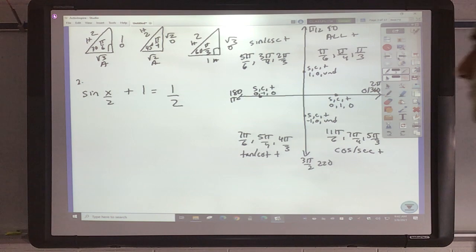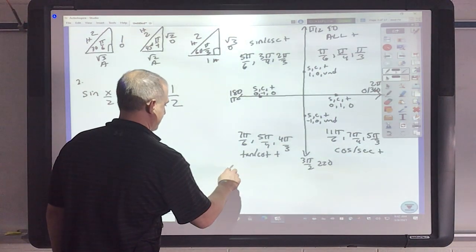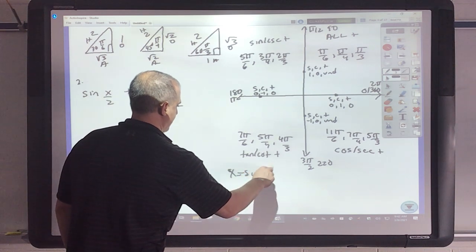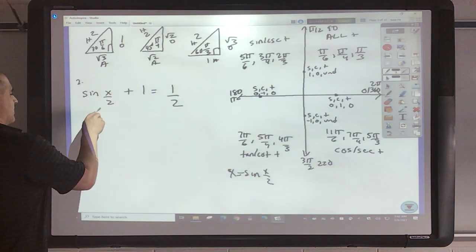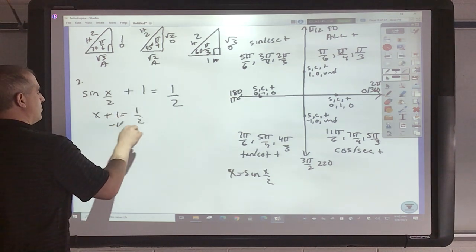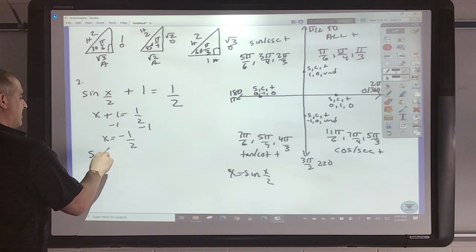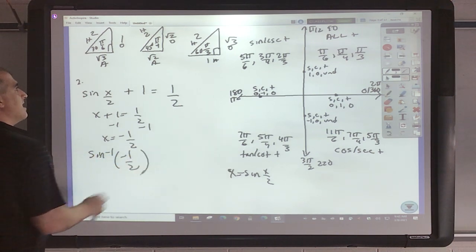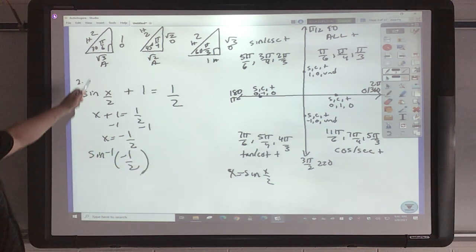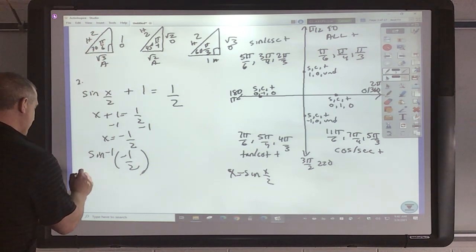All right, so what I would do is simply set x equaling the sine of x over 2. So I got x plus 1 equals 1/2, subtract 1, subtract 1, x equals negative 1/2. Bring back the sine, and I want to find it at negative 1/2. So what would that be? That would be sine, O over h, so that would be the pi over 6.